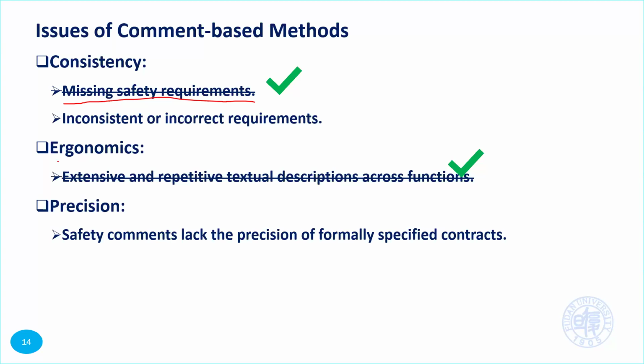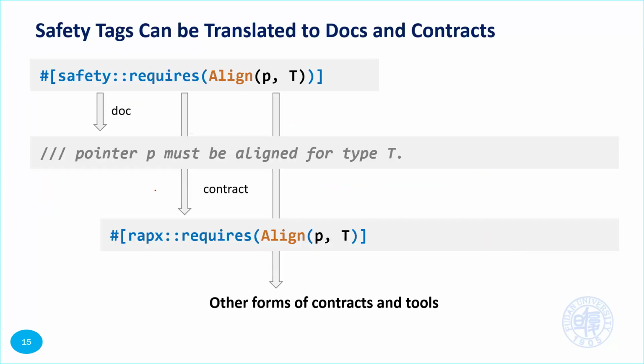And for ergonomics, now we can use a very short safety tag, and we can reuse a comment. So this issue should be solved. And the remaining two issues are actually related to the contract, so we will discuss the advanced version of safety tags.